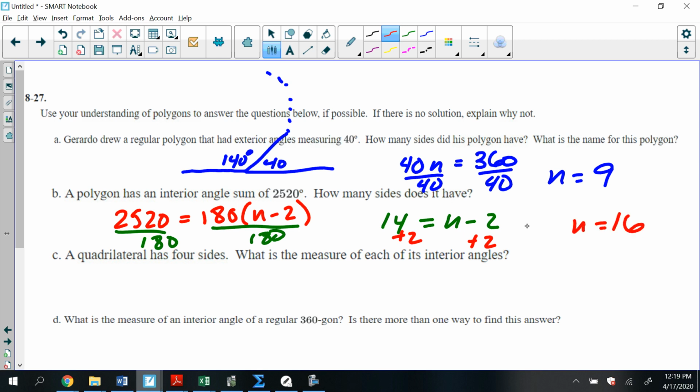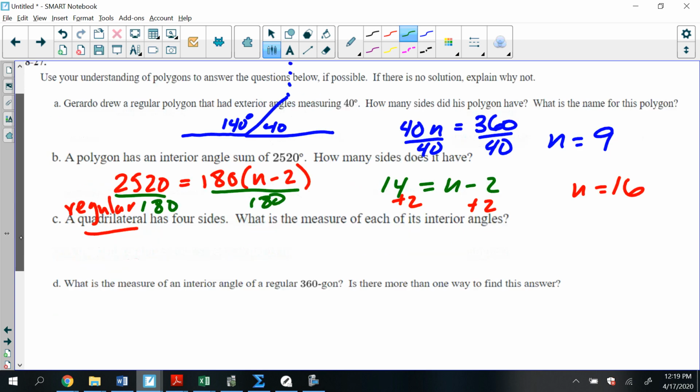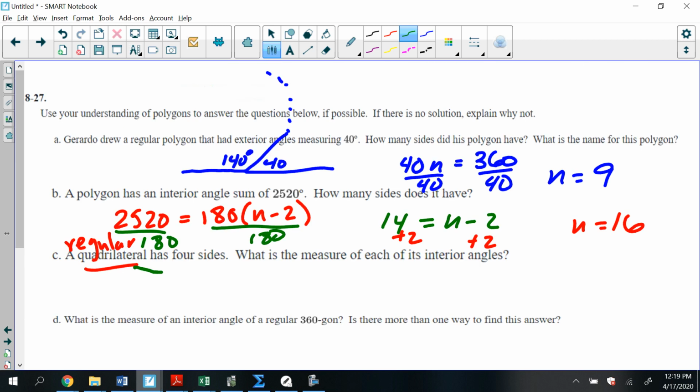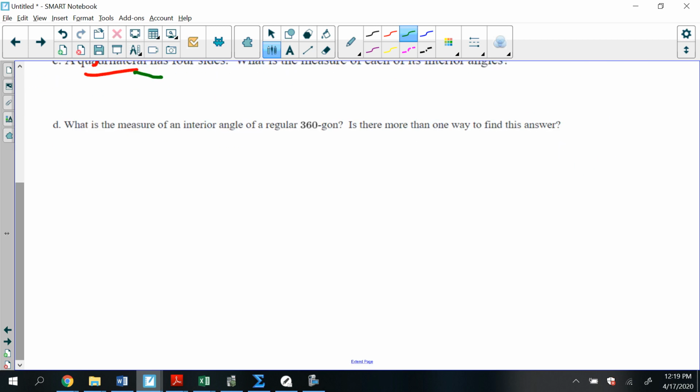It's a 16-gon. Now, a quadrilateral has 4 sides. What's the measure of each of its interior angles? Now, got to be careful. It just says a quadrilateral. So if you went to, well, it's 90. Got to be careful. It's got to be a regular quadrilateral. So I cannot solve that one. And then lastly, what is the measure of an interior angle of a regular 360-gon? So for a 360-gon, that interior angle's got to be pretty wide if it's going to be able to make it all the way around. It's pretty much a circle, I'm sure.